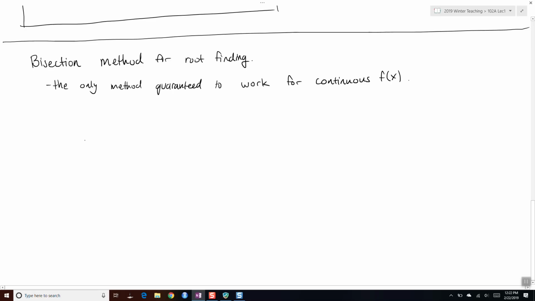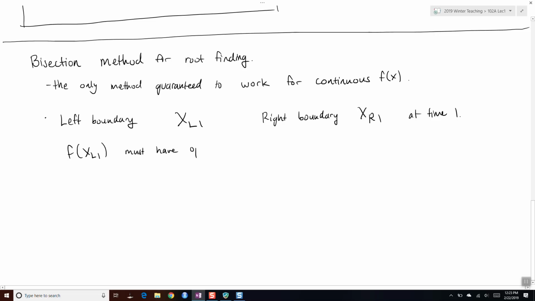Okay, and the idea is simple. All right. Basically, you have a left boundary, which we'll call xl1, and a right boundary, which I will call xr1. Okay, so this is left boundary and right boundary at time 1. Okay, and the only requirement is f of the left boundary must have the opposite sign of f at the right boundary. Okay, and so if you have opposite signs on the left and right, there has to be at least one root between the left and the right. Okay.